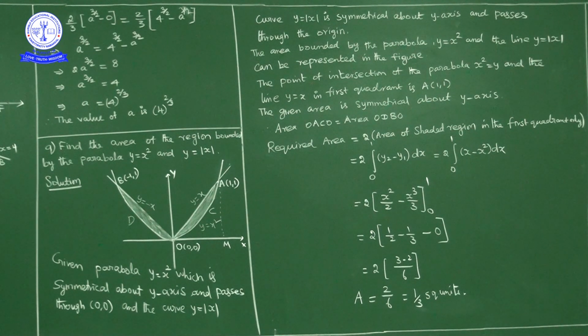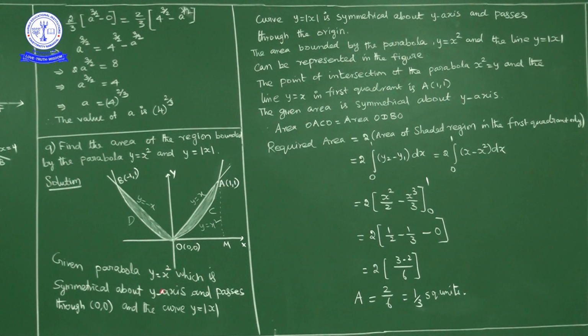Now first of all, where are these two curves intersecting? If you consider the first quadrant, y is equal to mod x is nothing but y is equal to x. So y is equal to x and y is equal to x square. If we equate these two, x square equals x, so x is equal to 0 and x is equal to 1. So they intersect at 0, 0 and 1, 1.